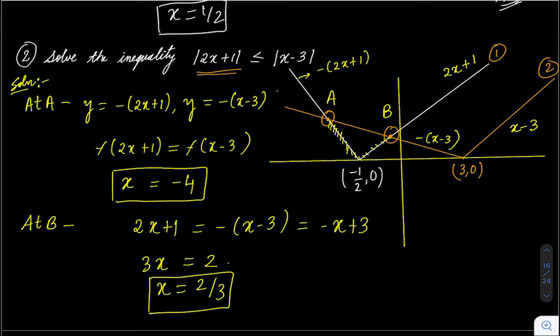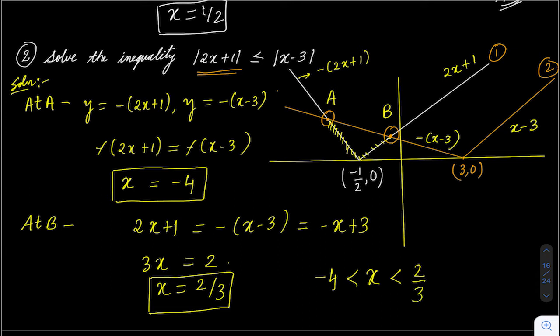Now, as you can see here, x is coming out to be 2 by 3, but in the diagram, it looks like it is to the left of the y-axis. So that's why I said it's a rough diagram. We don't know where they are intersecting because it's a rough diagram. Anyways, so what's my answer? So my answer for x is x should be between -4 and 2 by 3.